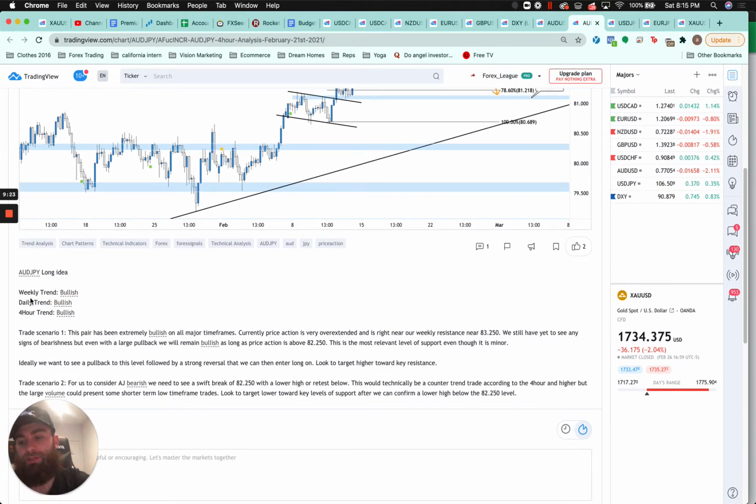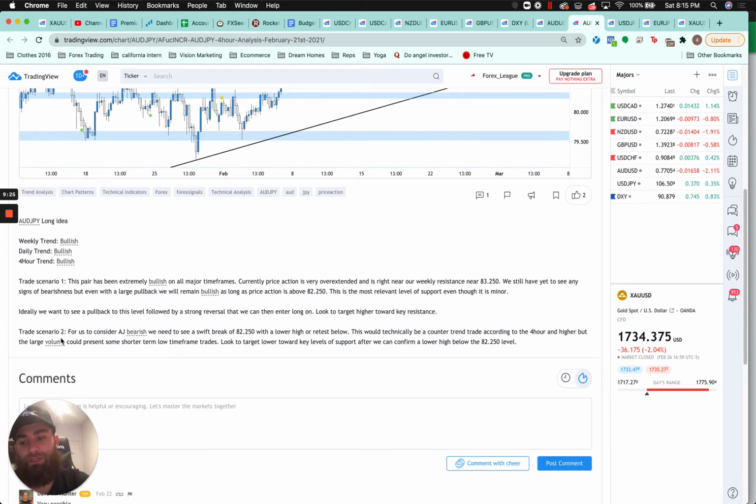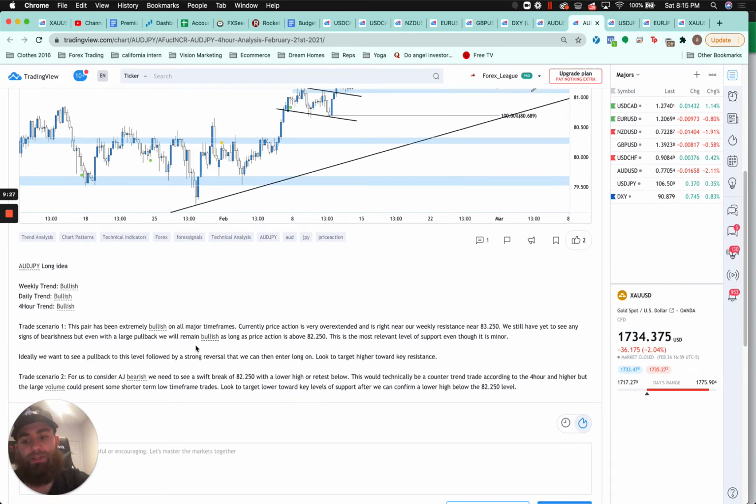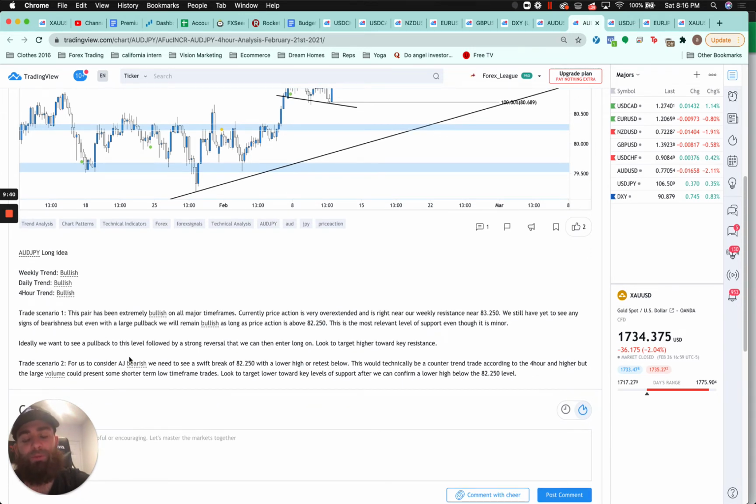Weekly trend bullish, daily trend bullish, 4-hour trend bullish. Trade scenario 1, this pair has been extremely bullish on all major time frames. Currently, price action is very overextended and is right near our weekly resistance near 83,250. We still have yet to see any signs of bearishness, but even with a large pullback, we will remain bullish as long as price action is above 82,250. This is the most relevant level of support, even though it is minor.